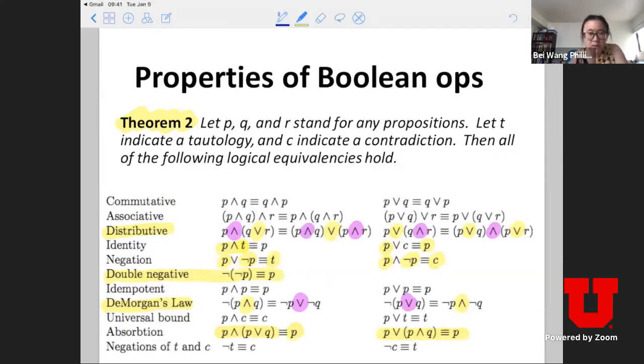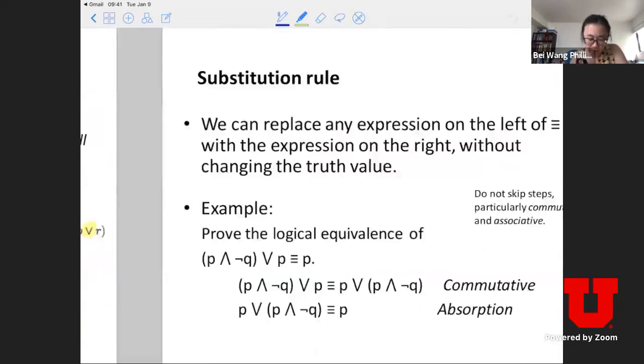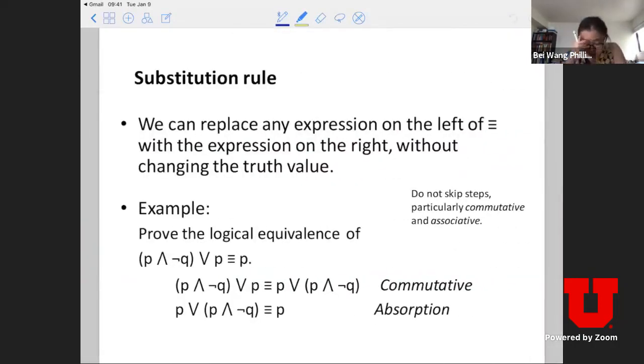Okay, so this table will show up in many places when you're actually going to try to prove logic equivalence. You can typically look it up, but for the actual exam, it would be a nice thing for you to review. Okay, so we're going to go through some examples.